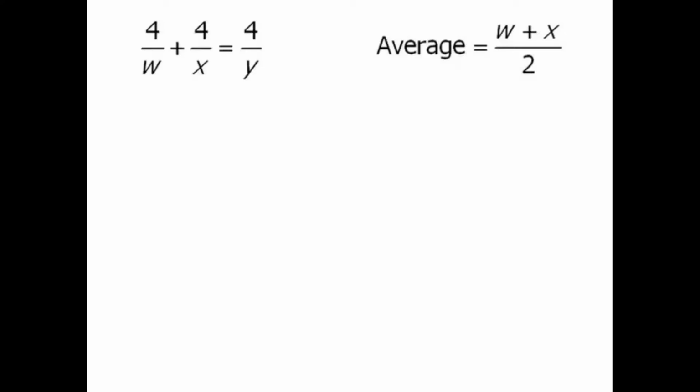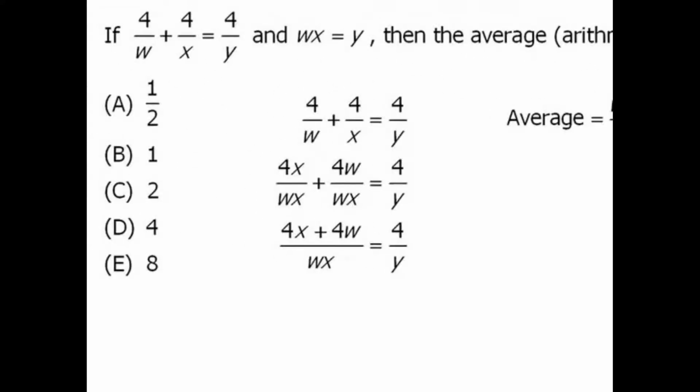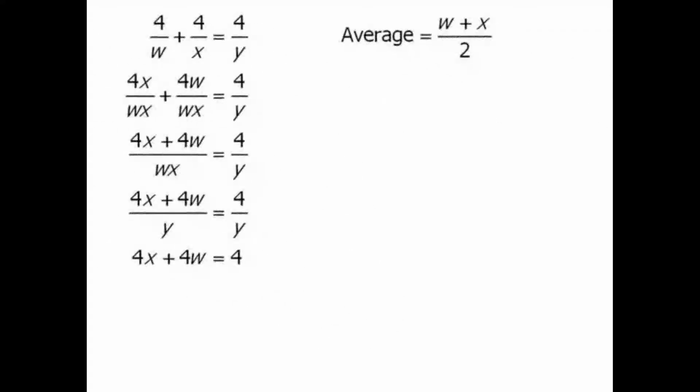To begin, we'll need to rewrite these fractions with a common denominator. Our denominator here will be wx. Now that we have the same denominator, we can add our numerators. Now notice that in the denominator we have wx, and we're told in the question that wx equals y. So we'll replace wx with y. Now notice that we have 2 equal fractions, and both fractions have y in their denominator. From this we can conclude that their numerators must be equal.